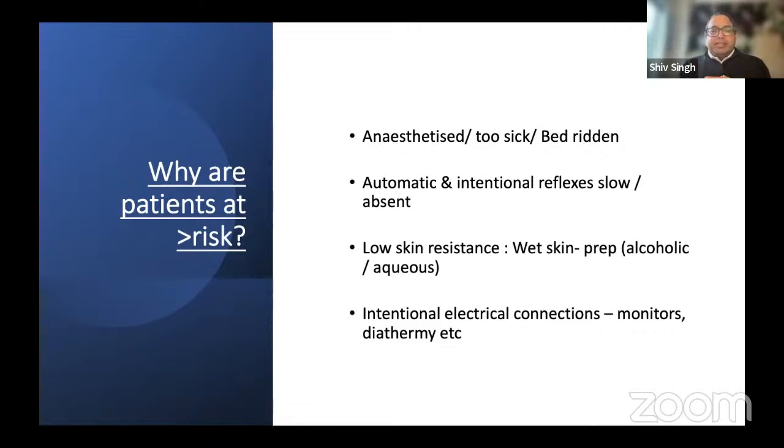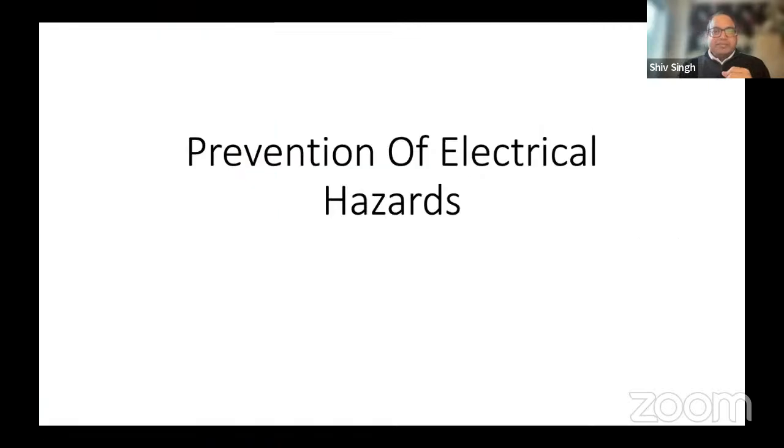Then in operation theaters, the surgeon uses a skin prep. So you have skin which is wet, or the blood is there. There's fluid, there's wash, and so you are making the skin resistance very low. And then again, we intentionally connect the patient to electrical circuits. The patient is connected to monitors from the anesthetic side. The surgeon is using a diathermy. So you are actually increasing the risk to the patients.